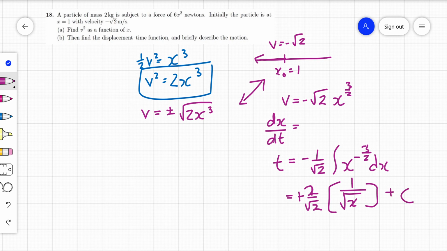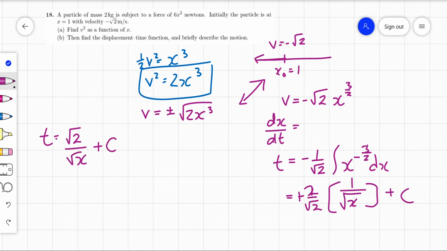Now 2 on root 2, remember, is the same as if we times by root 2 on root 2, we just get a root 2. So I'm going to go back up here, sorry for this working. I've got this root 2, and I'll put it all together on a root x plus c here.